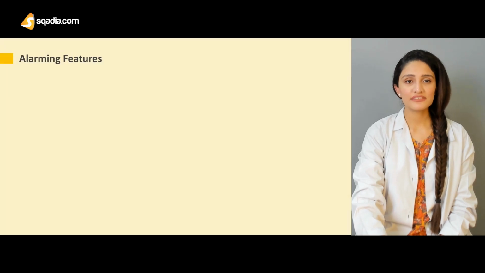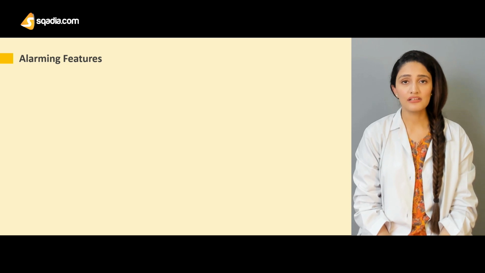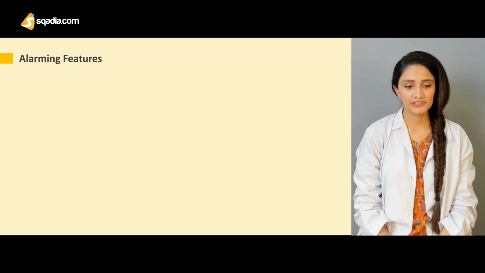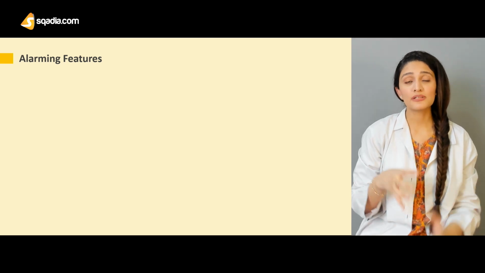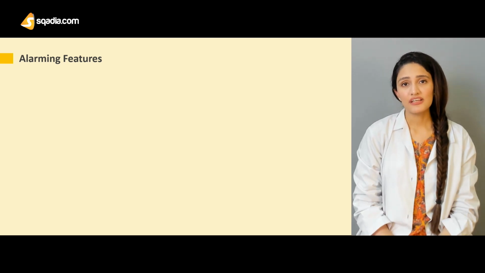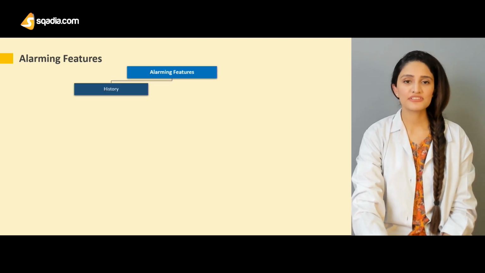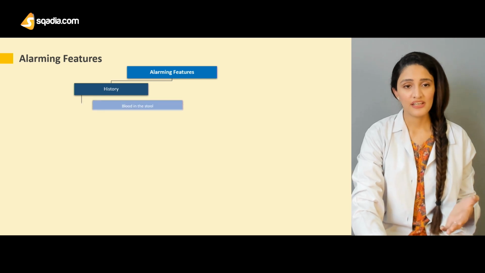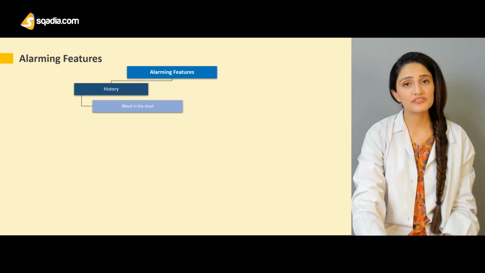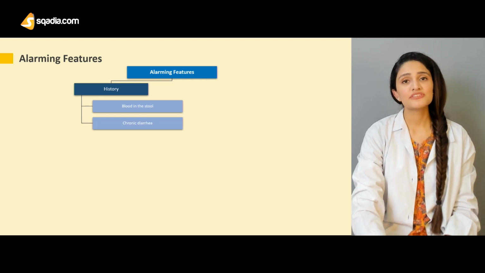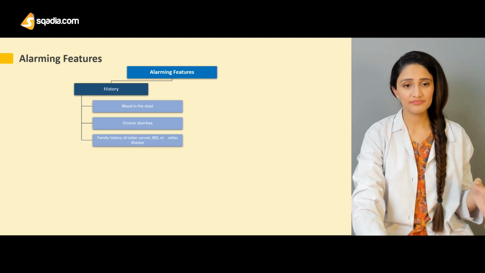So there are a set of alarming features that are very necessary to rule out in patients with irritable bowel syndrome. These alarming features warrant a prompt investigation. So these alarming features include, if we take the history, the patient might complain that he had blood in the stool, or that the patient is having diarrhea for a very, very long time, having chronic diarrhea.